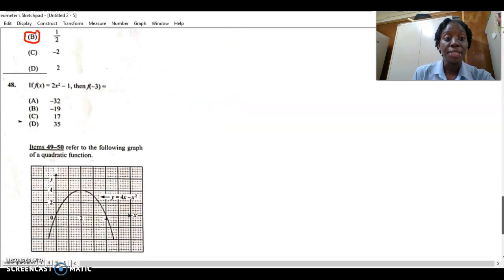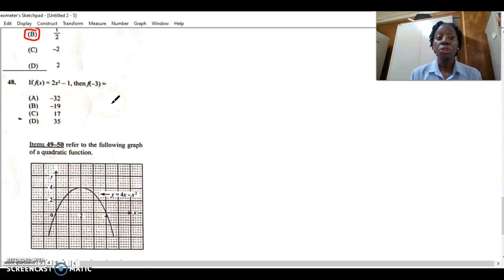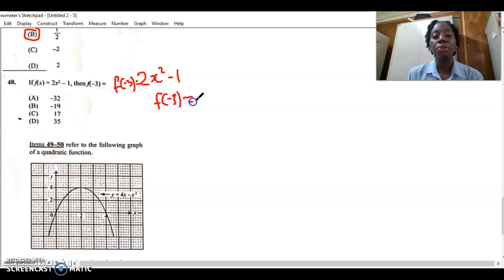Moving on to question 48. Now, if a function f(x) is equal to 2x squared minus 1, then f of minus 3 is equal to... So what does this mean? This simply means that in this function, 2x squared minus 1, I will simply substitute minus 3 for all occurrences of the variable x. So substituting minus 3 into the function, I will have 2 in place of x. I will replace x with minus 3, but this value must be squared, minus 1.